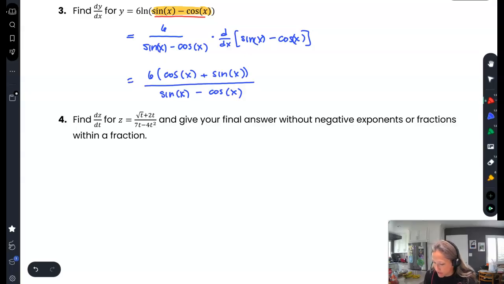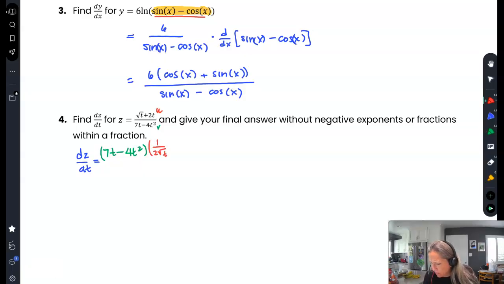But this is a quotient rule. We have a low and a high, right? I said the names in the wrong spots, but we should know our quotient rule. We have our denominator times the derivative of our numerator.